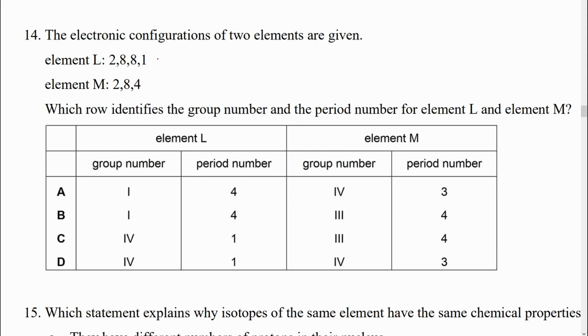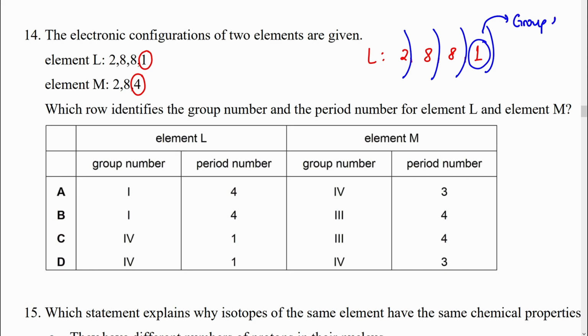The number of group is determined by the valence electron, right? The valence electron here is the electron at the outermost shell. So for element L is 2, 8, 8, 1. So this is the first cell, this is the second cell, the third cell, and this is the fourth cell, while the valence electron is here. So that means it is at group 1, while here is period 1, period 2, period 3, and period 4. So the number of cells determines the number of periods. So from here, I know it is period 4.